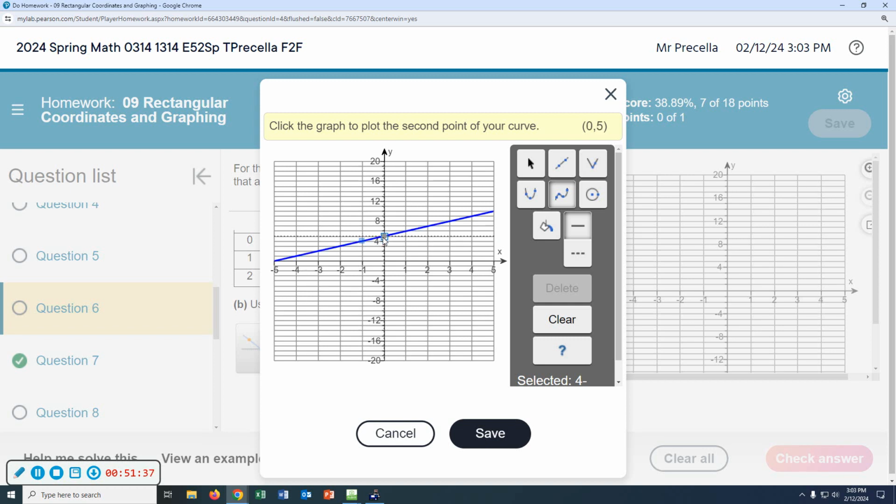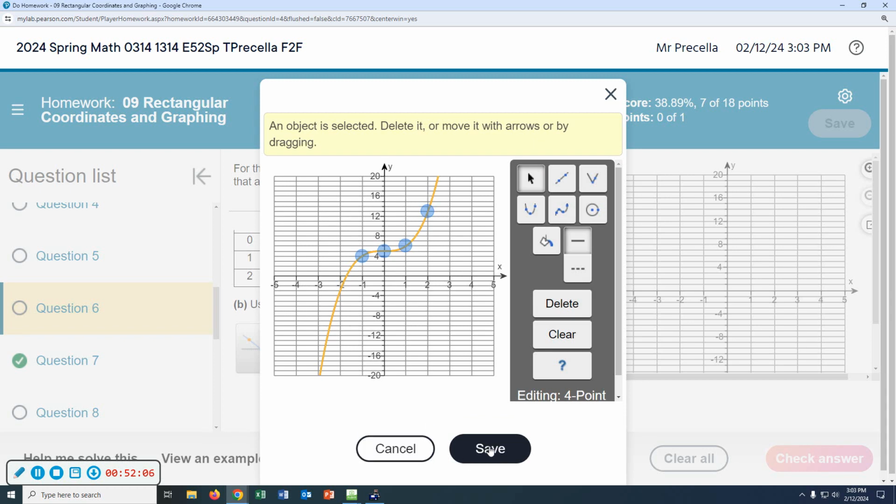Left, right, 0, up 5. Is that it? And then 1, 6. Hey, I said those first 3 points look like a line. And they sure do, don't they? I click it, but then the next one, 2, 13, no longer looks like a line.